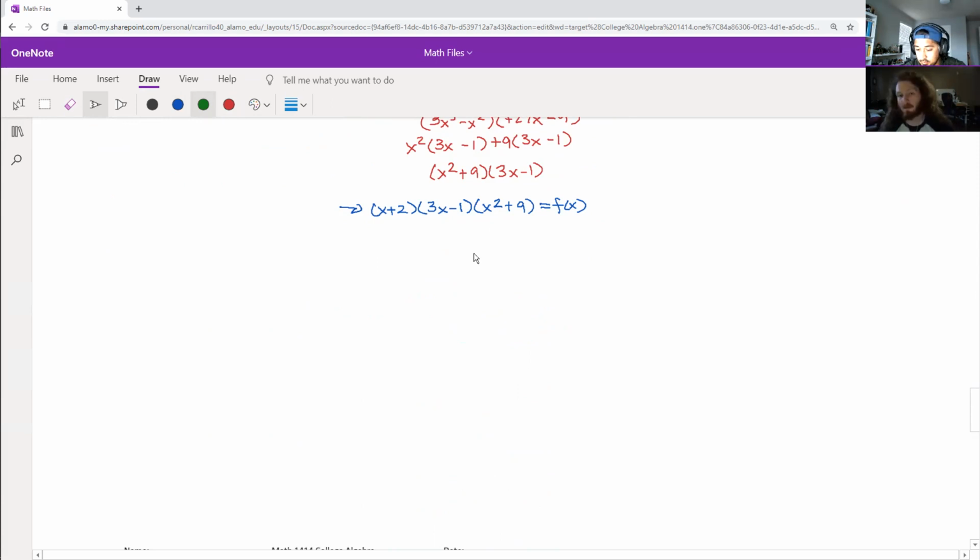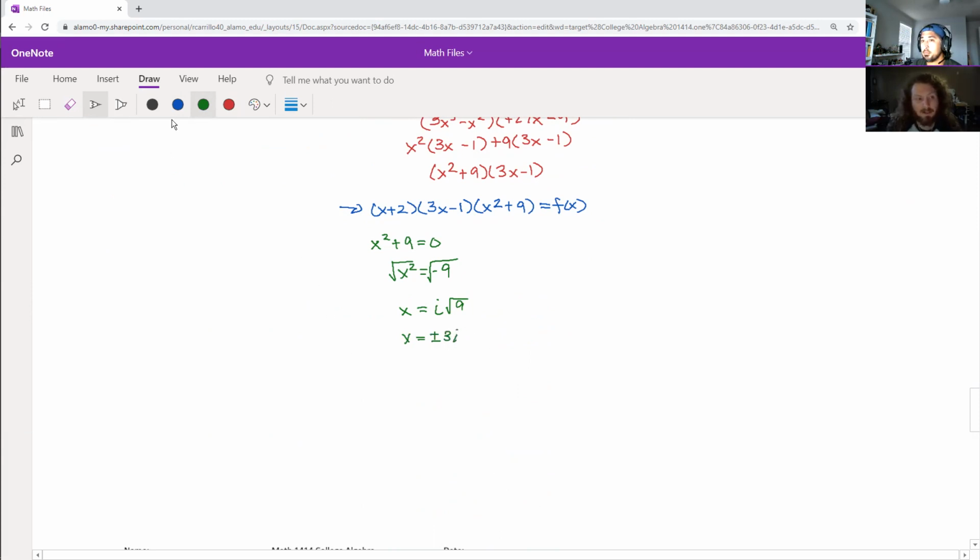X squared plus 9, right? So let's go ahead and we can check the other 2, but you can kind of tell by looking, you won't get that. So let's do x squared plus 9 equals 0. So we'll get x squared is equal to negative 9. We take the square root on both sides. So we will get x is equal to i times the square root of 9, which is then equal to plus or minus 3 times i.